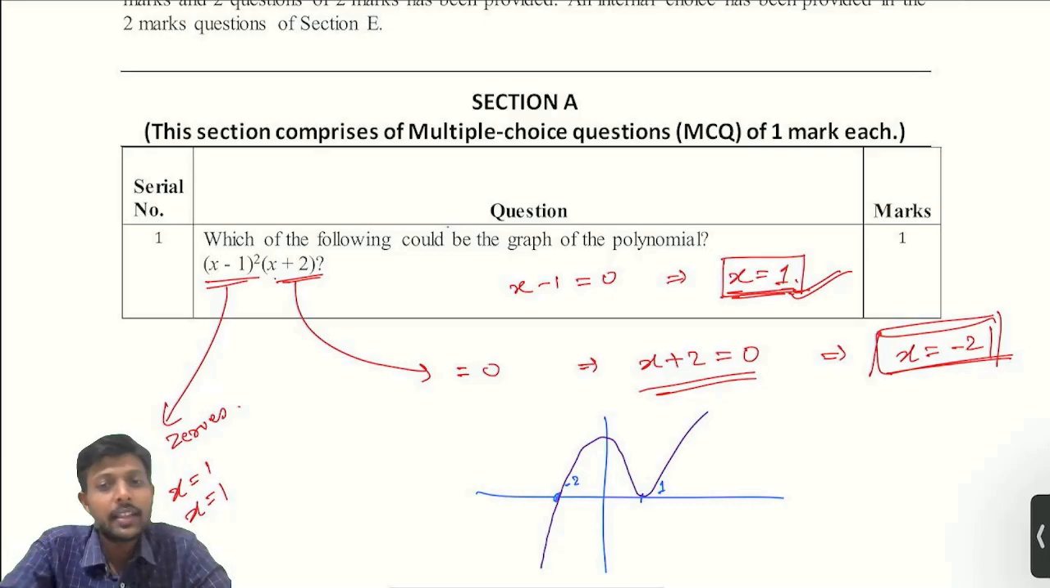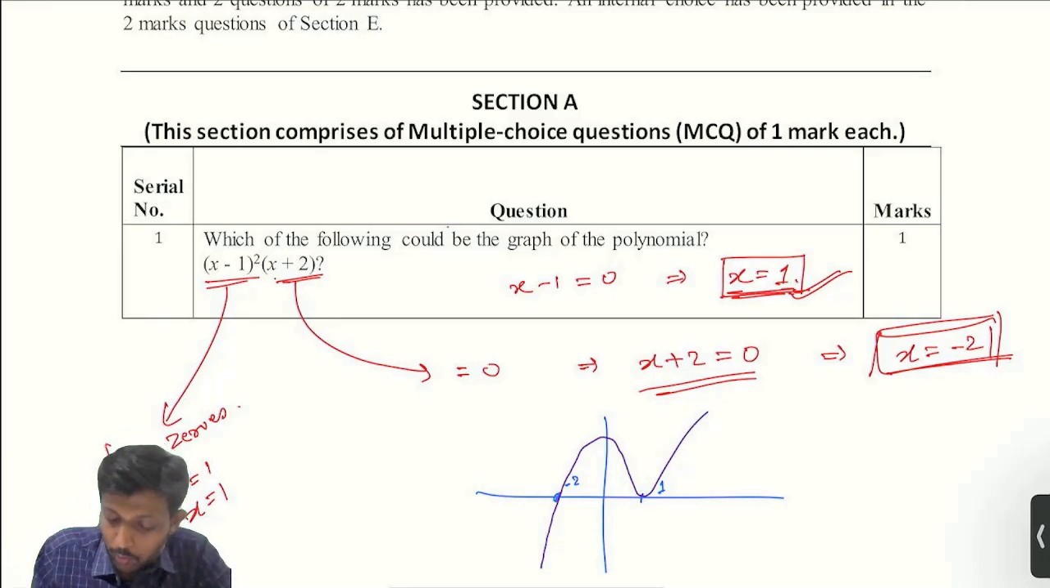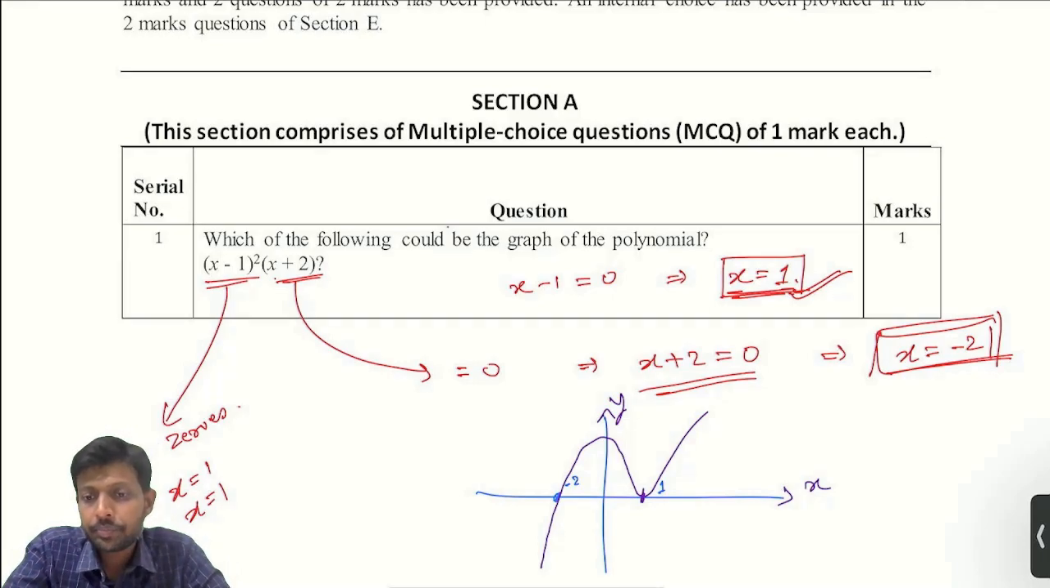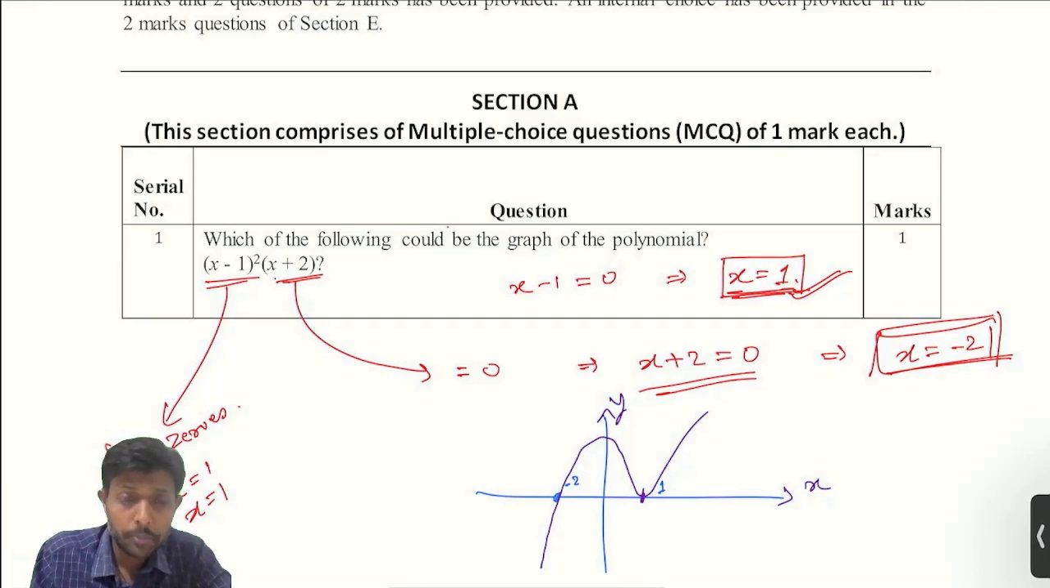If we have something like this, this means that both the zeros are here at one point. Let's see. So this is our answer, okay? This is our answer. This is x-axis, this is y-axis. Let's see which of the options matches the answer.